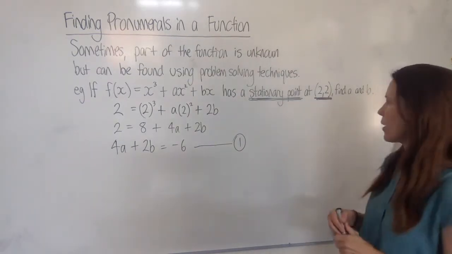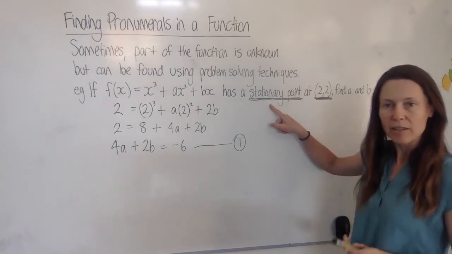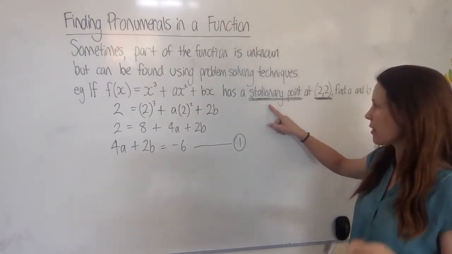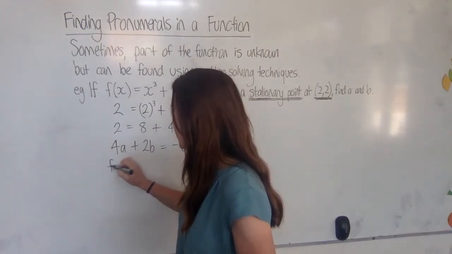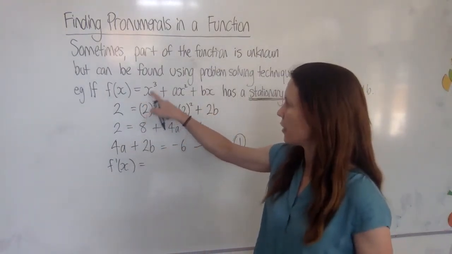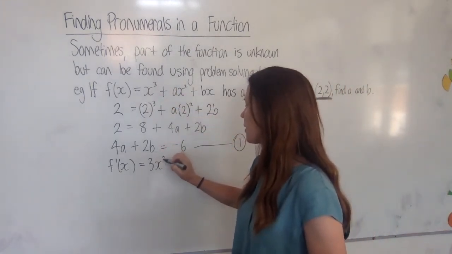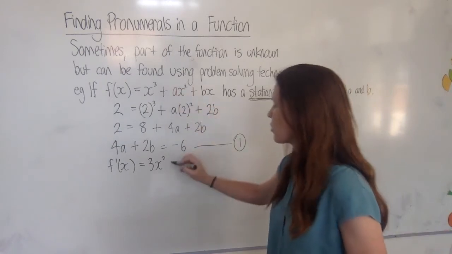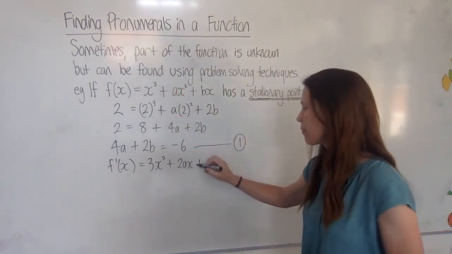Now for the second equation, I've already seen that when x is 2, f dash x is equal to 0 because the gradient is 0 there. So if I find f dash x first, that's the first step, I need to differentiate f of x. So go ahead and differentiate, even with the a's and b's in there, we get 3x squared. The second term we bring the 2 down and we get 2ax plus b.